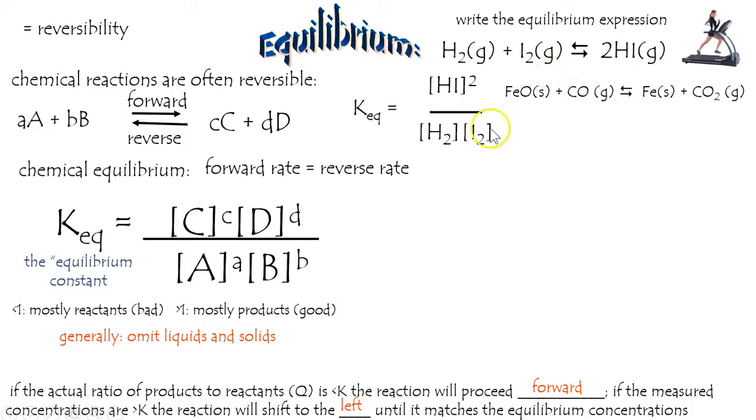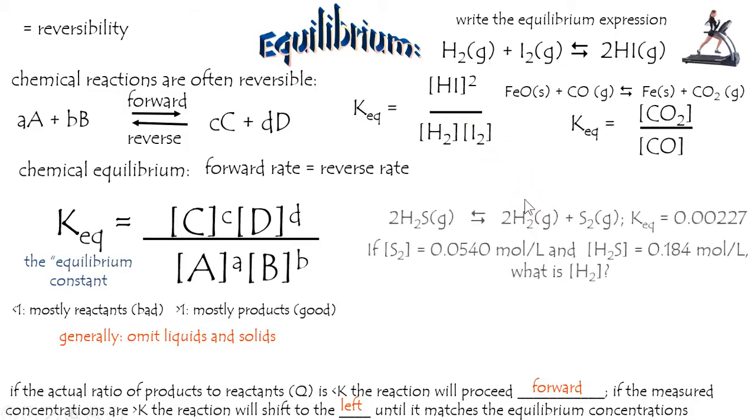For this one of iron(II) oxide with carbon monoxide, two of these are solids, so they're omitted, and it'll simply be equal to the concentration of the carbon dioxide over the carbon monoxide. One small note, since in these cases we're talking about gases, we could use pressures, because are not partial pressures relative concentrations? They are, so they can be substituted in just fine.